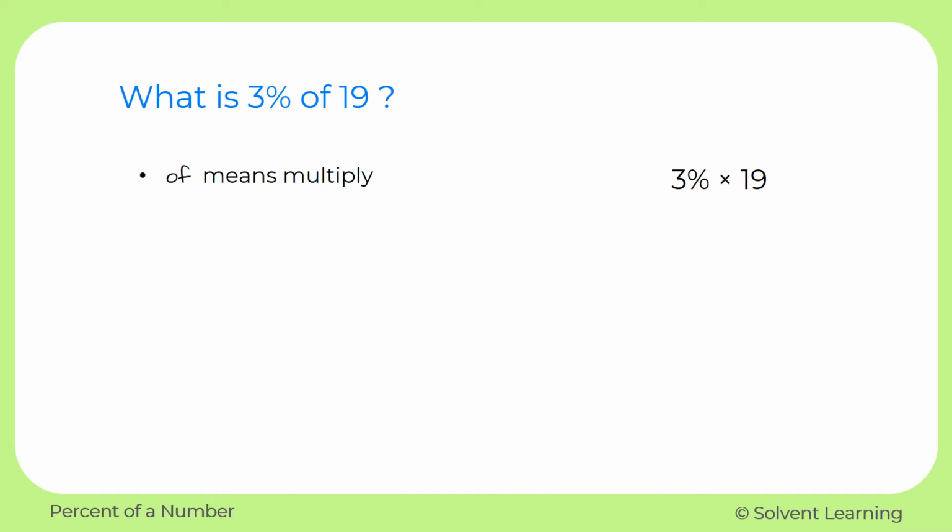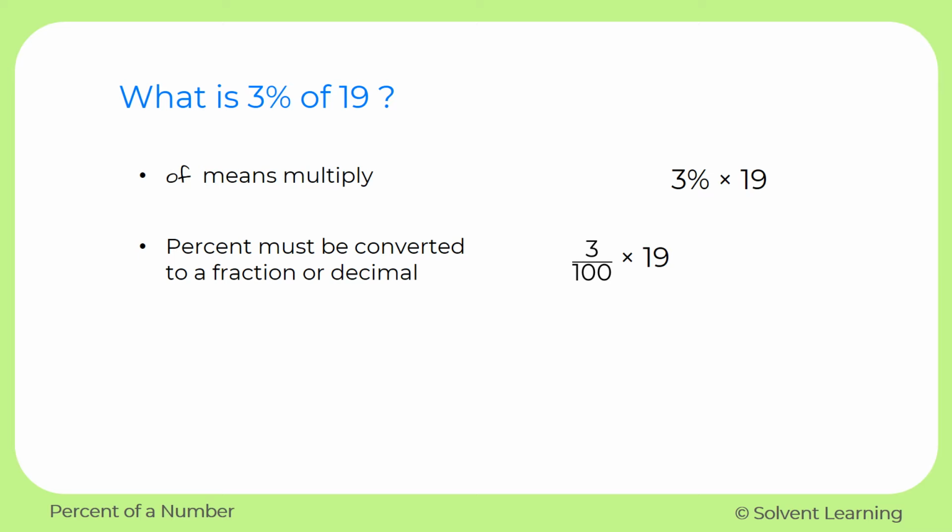The other thing to keep in mind is that whenever you're doing calculations with percent, you have to change the percent to a fraction or a decimal first. So if we want to convert the 3% to a fraction, our problem becomes 3 over 100 times 19. Or we could also convert the percent to a decimal. In that case, the problem becomes 3 hundredths, or 0.03, times 19.